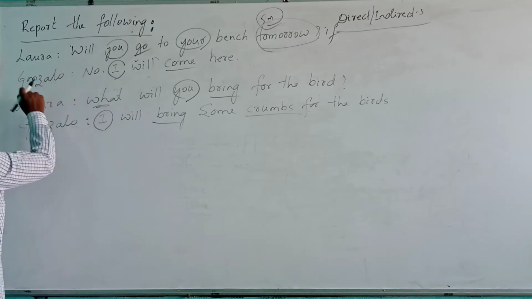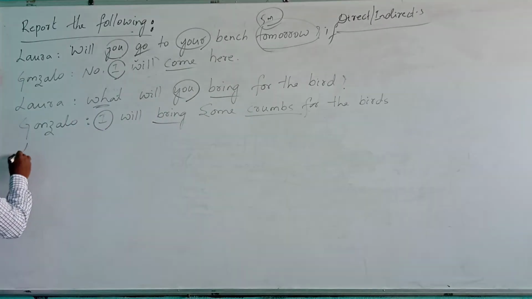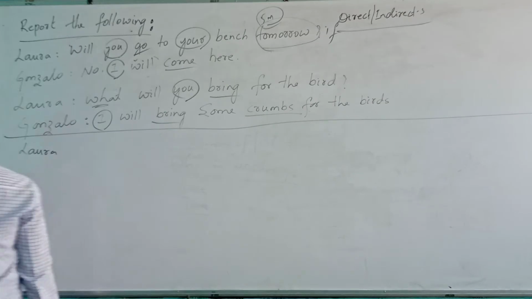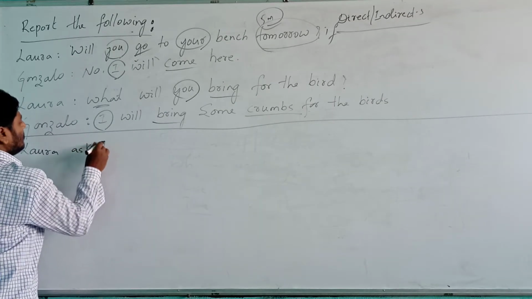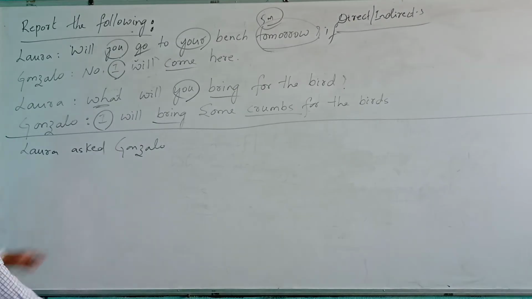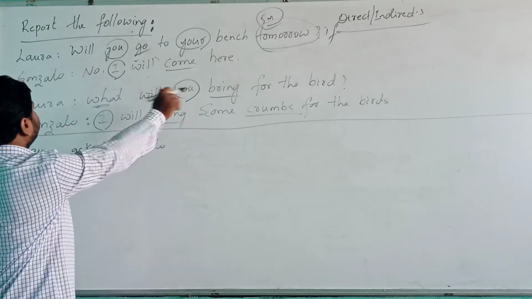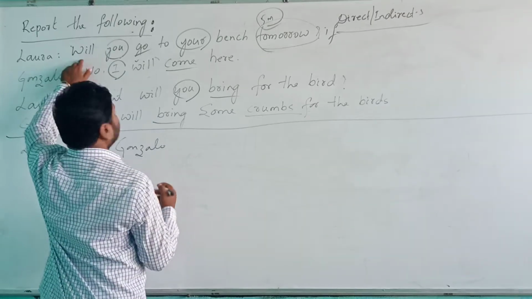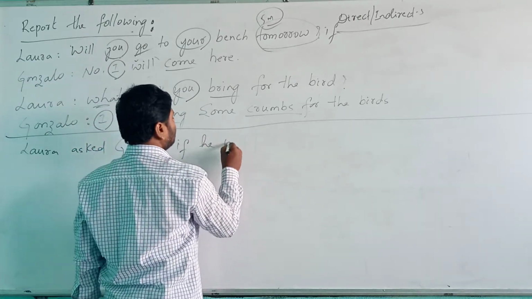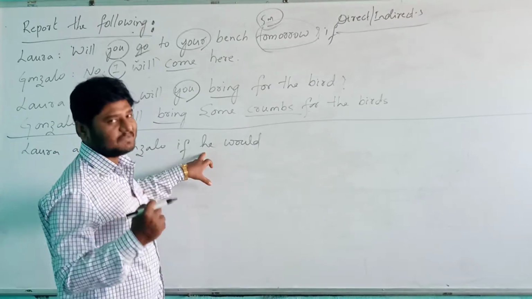Laura: Gonzalo, will you go to your bench tomorrow? So what answer do we have to write? Laura asked Gonzalo. Always remember that when you write names, you write them with capital letters. Laura asked Gonzalo. We have a question here. If he would. Remember, when you have if or whether in a sentence, after the word there should be a subject, not the helping verb.